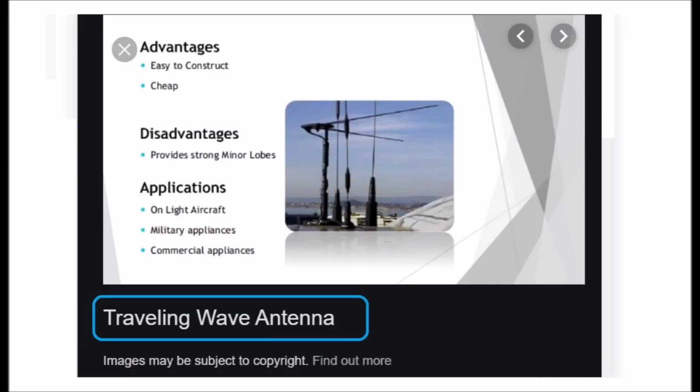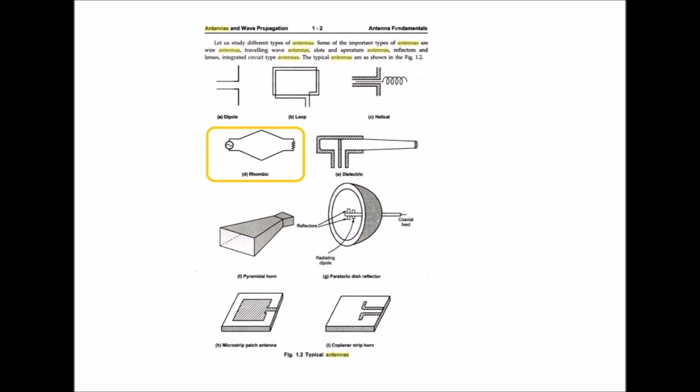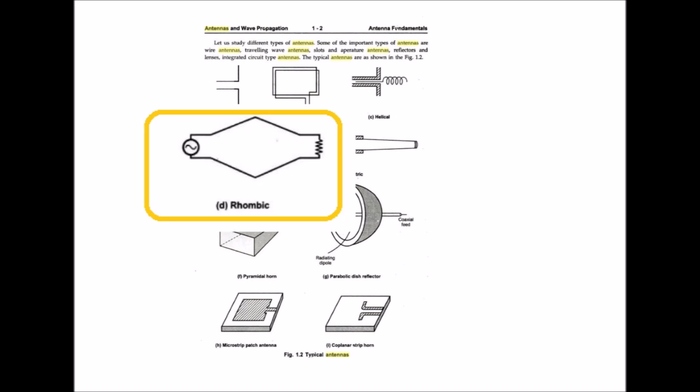In case of a traveling wave antenna, the antenna is designed in such a way that a traveling wave in one direction is obtained. The velocity of this wave equals the velocity of light, and it excites the waves in the space in the same direction strongly. Thus, the maximum directivity can be achieved. The rhombic antenna, shown in the figure 1.2d, is the common example of a traveling wave antenna.